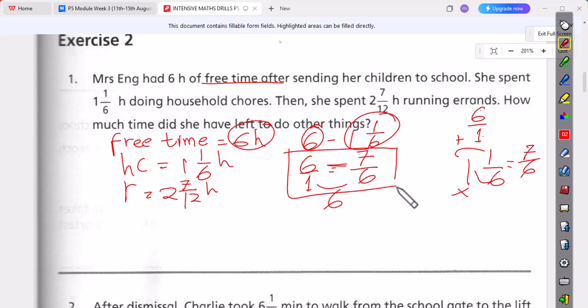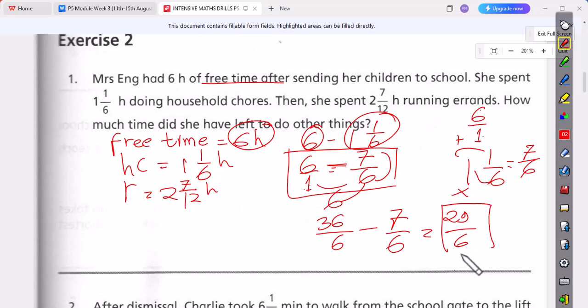Then, next, we find the least common multiple of 1 and 6, which is 6. So we change both of these fractions into equivalent fractions with denominator 6. 6 divided by 1 is 6, times 6 gives 36 out of 6, minus 6 divided by 6, 1, times 7, gives 7 out of 6. So the result is 29 out of 6. This is the time that she has left after doing the household chores.